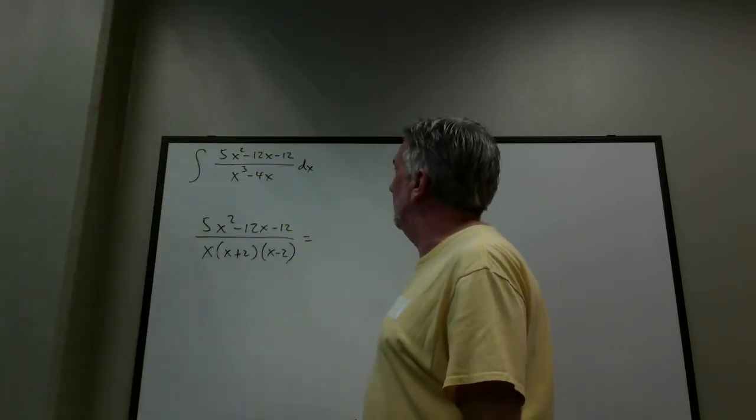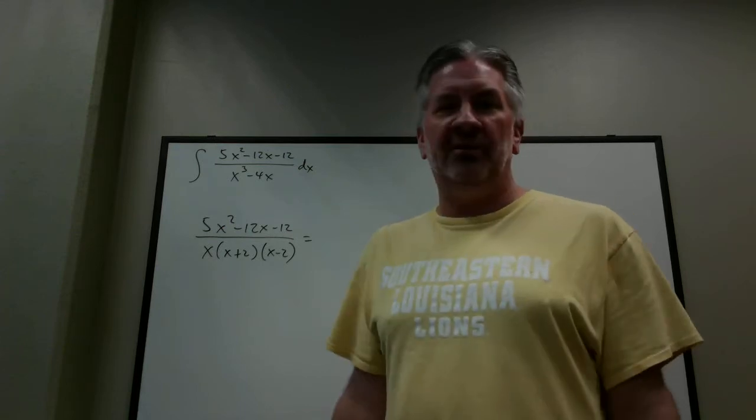So the whole idea of partial fractions is that you have a rational function you don't know how to integrate. So we're going to rewrite the integrand in a different way into smaller pieces that you can integrate, hopefully. We talked about how to do the decomposition last time. So let's just get into the first example. It's the integral of 5x squared minus 12x minus 12 divided by x cubed minus 4x.